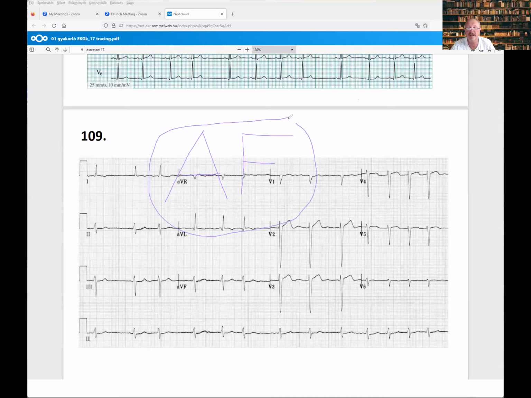Atrial fibrillation. Arrhythmia, no P wave, atrial fibrillation. If you do not see a very nice round-shaped P wave, there is no P wave. Okay. Good.